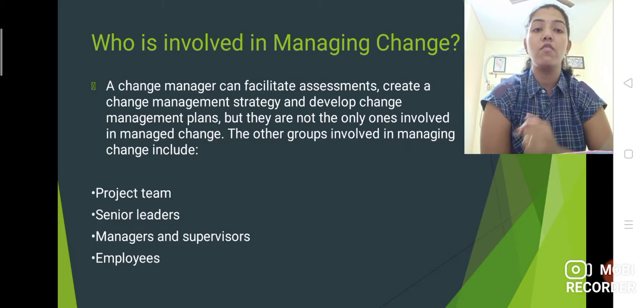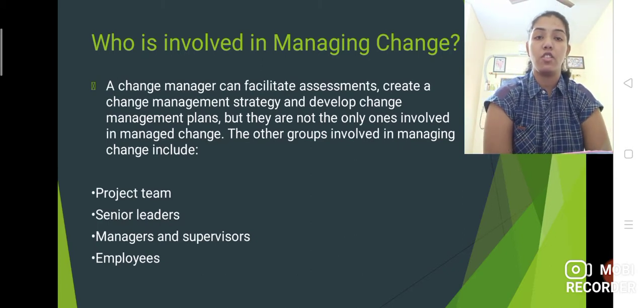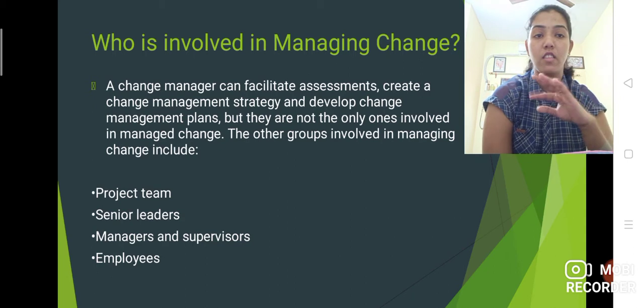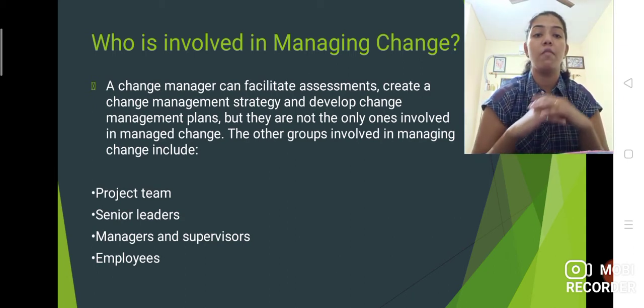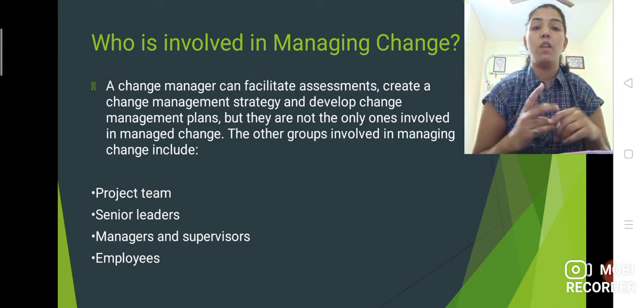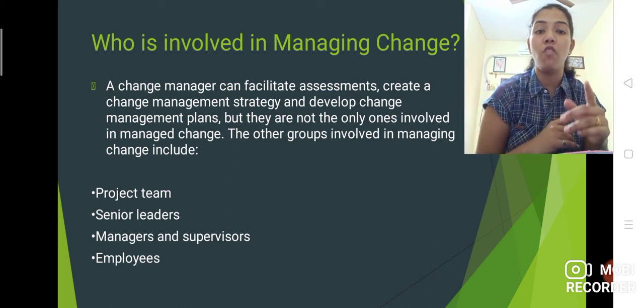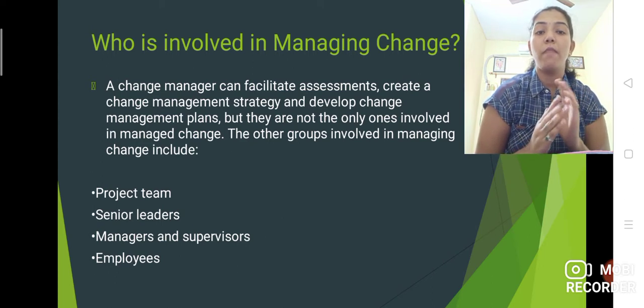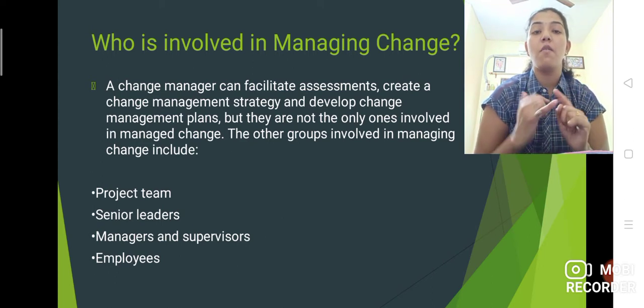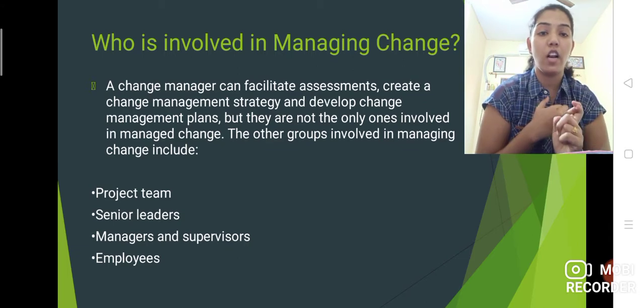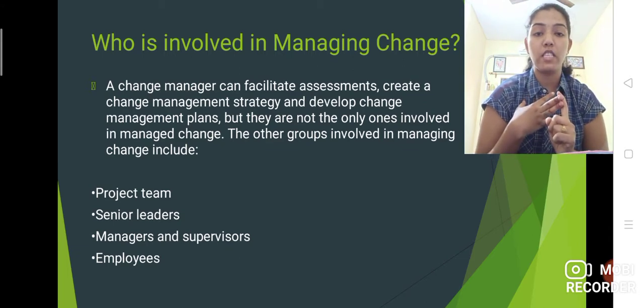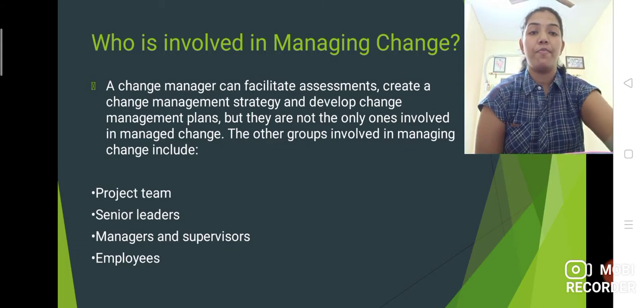Next is who is involved in managing change. A change manager can facilitate assessment, create a change management strategy, and develop change management plans, but they are not the only ones involved in managing change. The other groups involved in managing change are the project team, senior leaders, managers and supervisors, and employees.